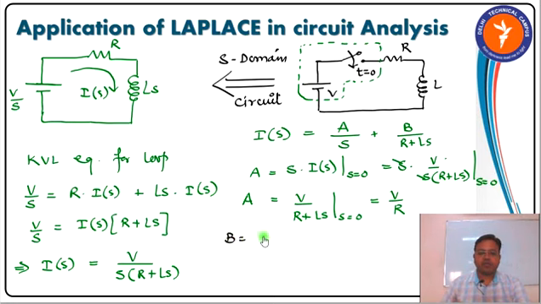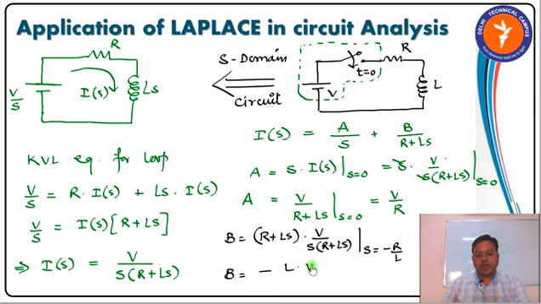B will be equal to, I will multiply S plus R plus LS with I(S), where I(S) is V by S into R plus LS, and I will substitute S equal to minus R by L. Now this term will cancel out with this term, and I will be left with V by S, and after substituting S equal to minus R by L, I will get B to be equal to minus L into V divided by S.